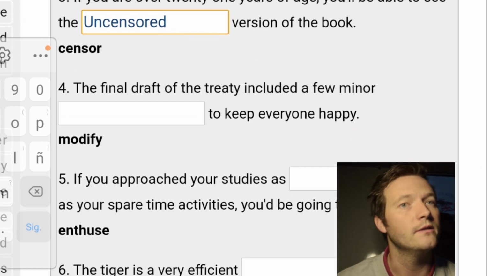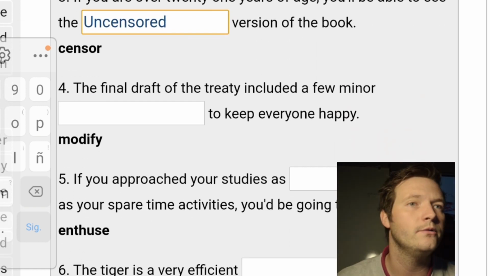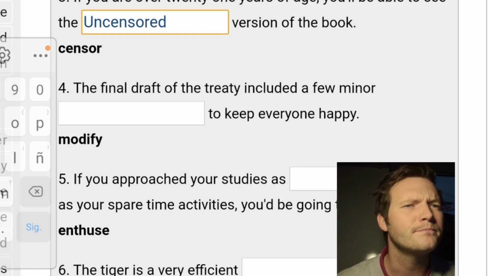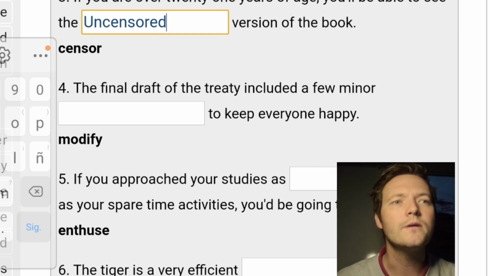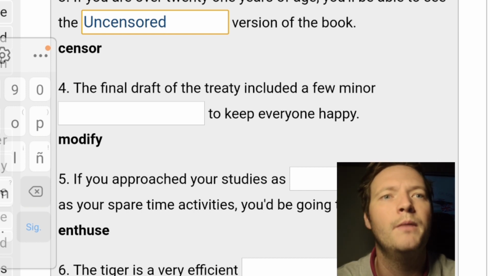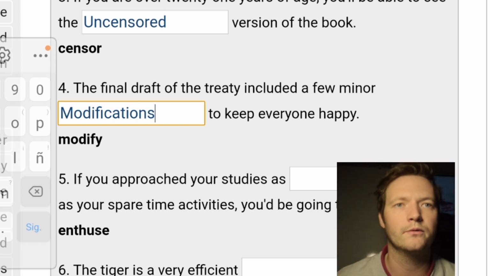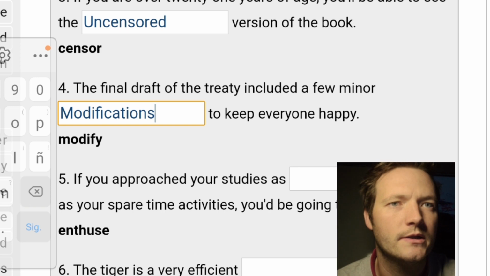Very good. Okay, the final draft of the treaty included a few minor modifications to keep everyone happy. So again, it has to be plural because it says a few minor modifications. You've got to be careful with this because they will mark it wrong if it's not in plural. Any slight problems in the spelling, it's just wrong at advanced level.